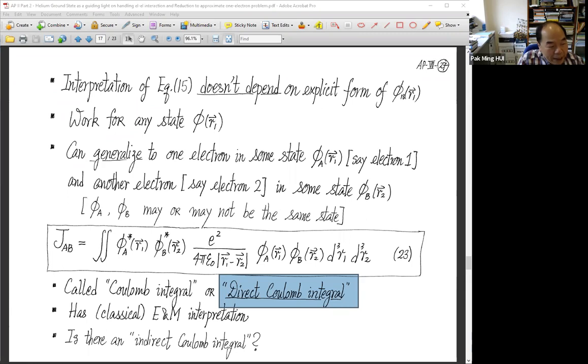Another name for this is the Hartree energy, or Hartree term. Okay, but that is just a name. Don't worry about it, because Hartree was the first person to handle such a term in quantum mechanics of atoms.